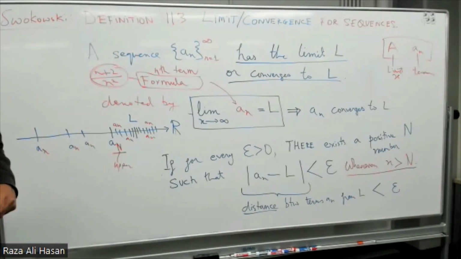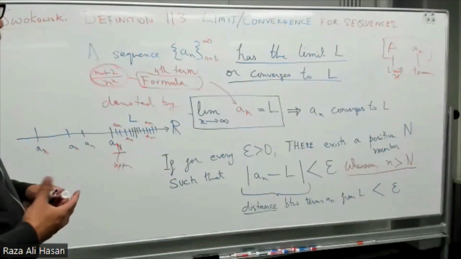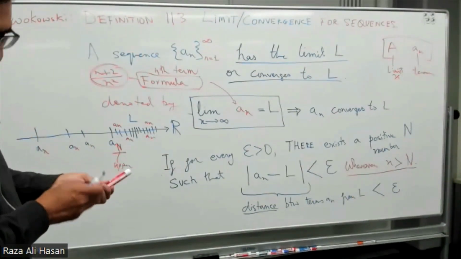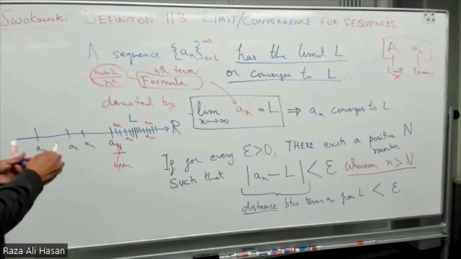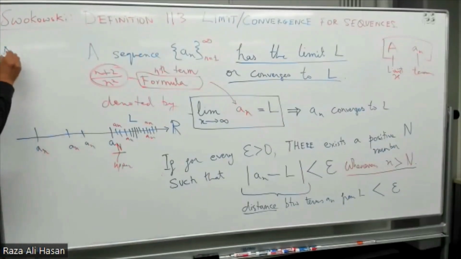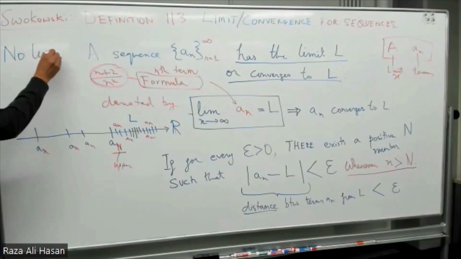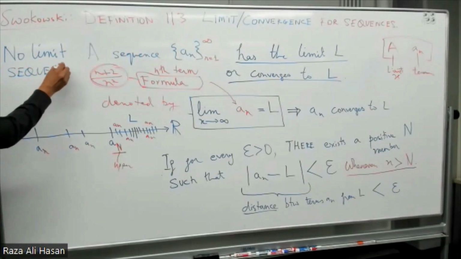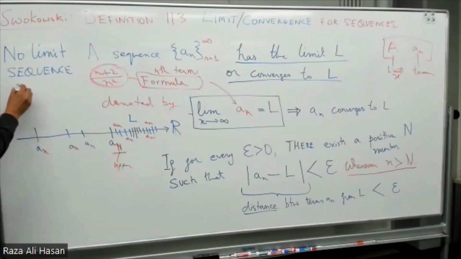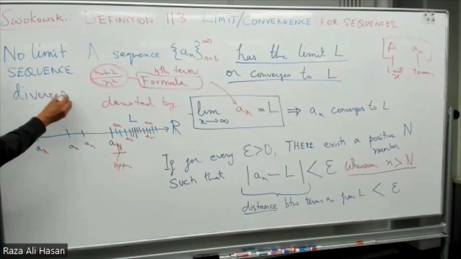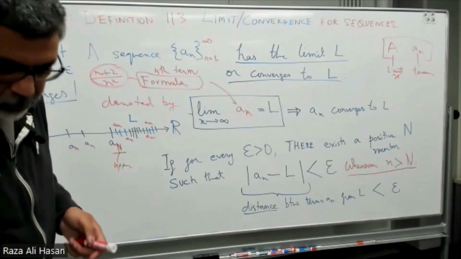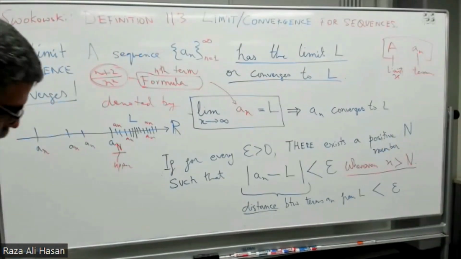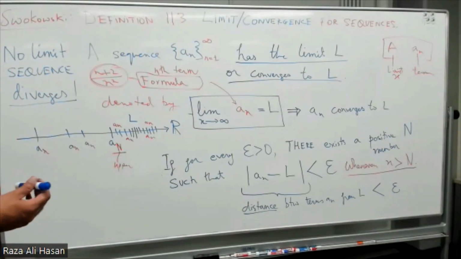And this is pretty good. I think that's all. If a sequence doesn't have a limit, it diverges. So no limit, the sequence diverges.